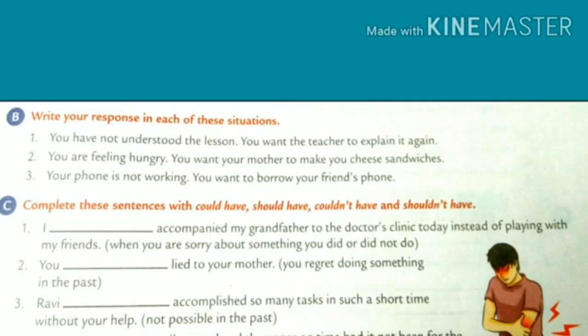We used the modal will. Ma'am, comma, will you please explain the lesson to me again? Second one, you are feeling hungry. You want your mother to make you cheese sandwiches. How will you ask her? Mother, will you please make some cheese sandwiches for me as I am feeling hungry? We used the modal will.